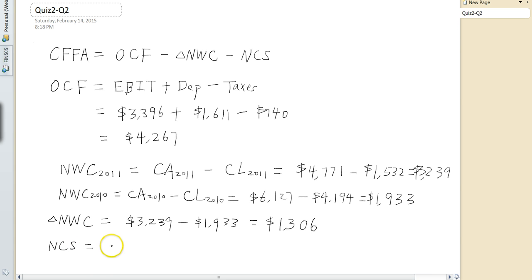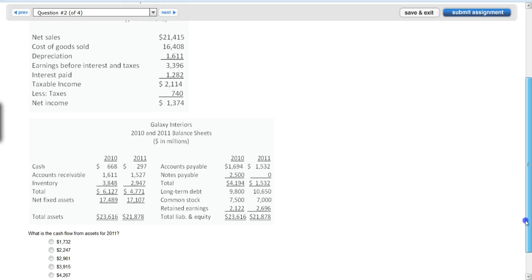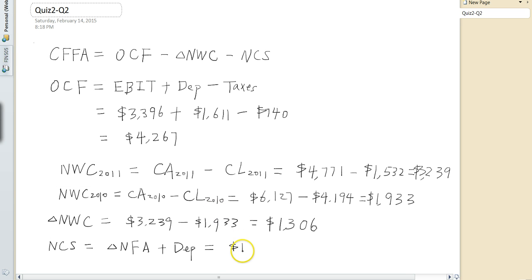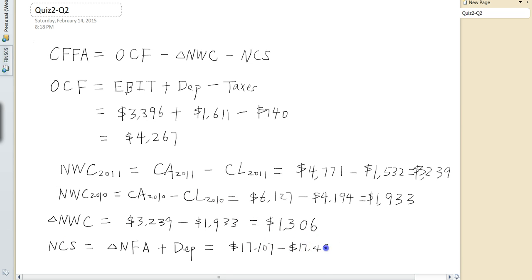And finally, I need net capital spending. We know that we have two ways to get there. First, we can get it by taking the difference in the net fixed assets plus depreciation expense. The second way is based on the change in gross fixed assets. But looking at the balance sheet, only the net fixed assets are given, so we can just use the first method. So the change is the level 17,107 at 2011 minus the level at 2010, 17,489, and then plus depreciation expense. Based on what we did for the operating cash flow, that's 1611.